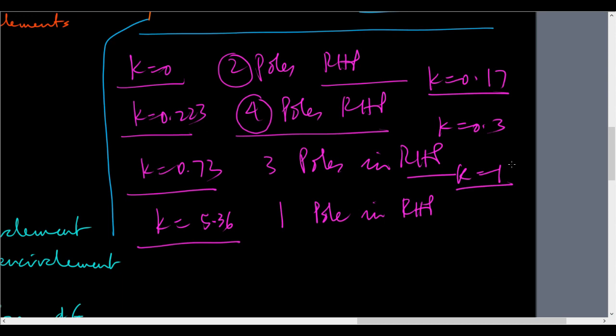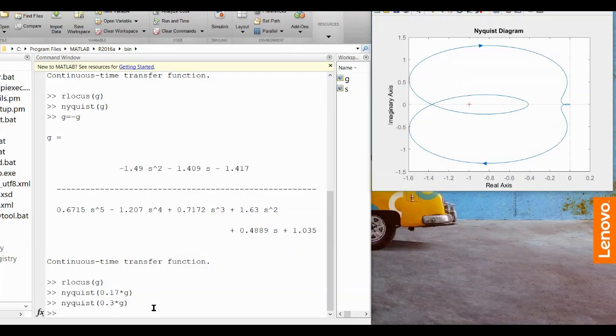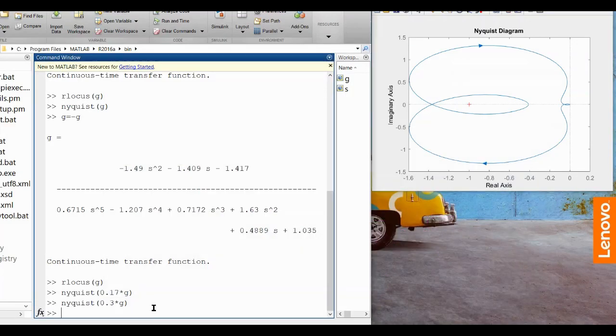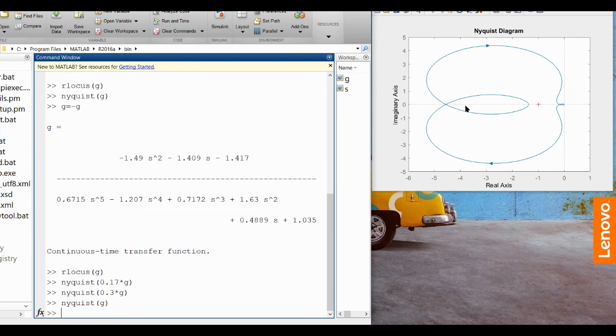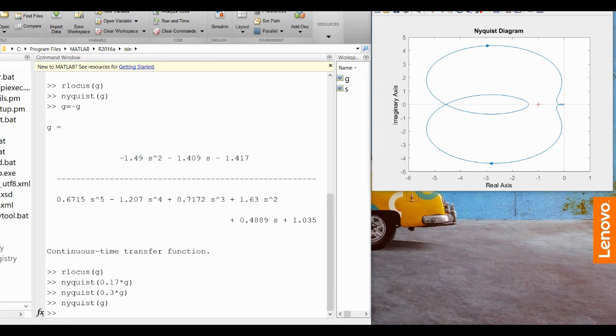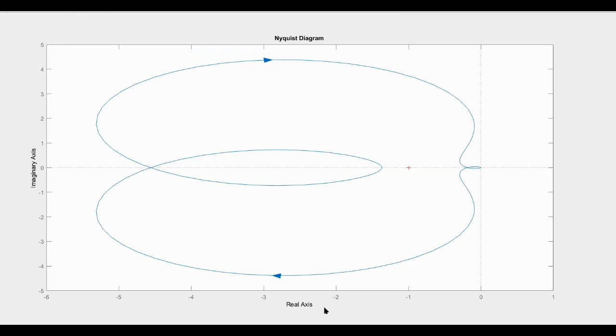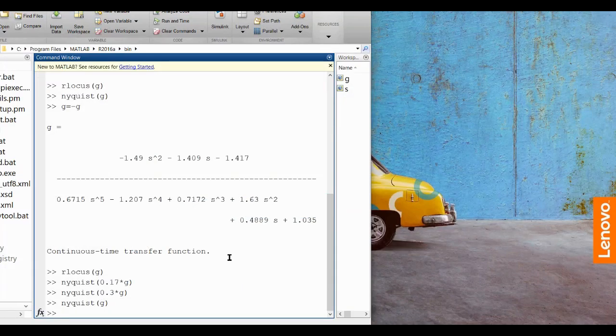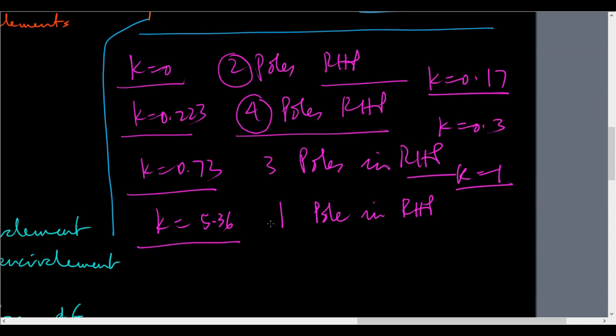Now between here and here, let's try K equals 1. So when we try K equals 1, that's Nyquist of G. And now you see this little loop here makes no difference. Overall there is only 1 encirclement. What does that mean? That means the number of closed loop poles minus the number of open loop poles is 1, which is indeed the case. And now let us try K equals 6.